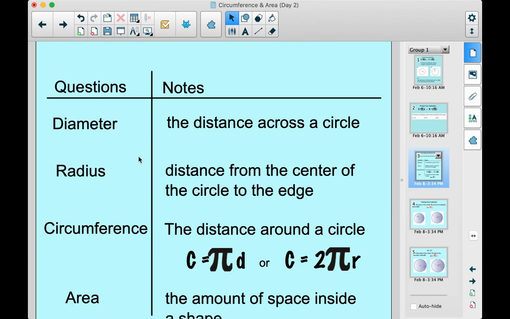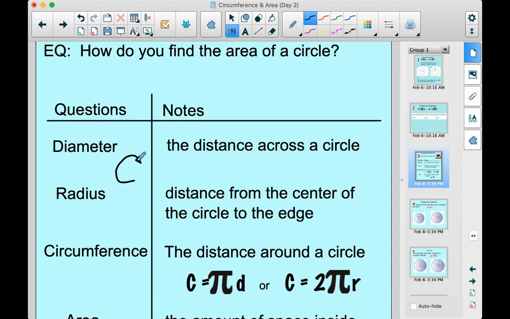Okay, so if we have a circle, you have a circle, there's the diameter. Okay. Radius is the distance from the center to the edge. Okay, the radius is half of the diameter.